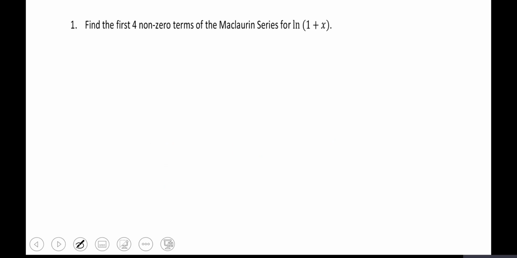Let's go to the next example. Find the first, now you must have been wondering, when do we stop our differentiation? It's going to depend on the question and also the problem itself. So we want to find the first 4 non-zero terms of the Maclaurin series for ln of 1 plus x.